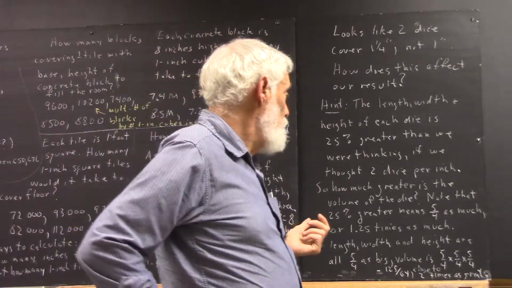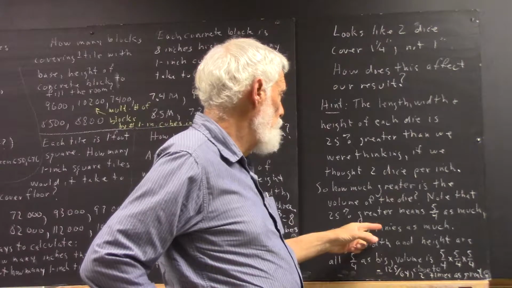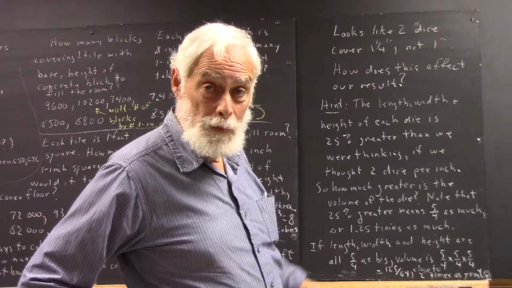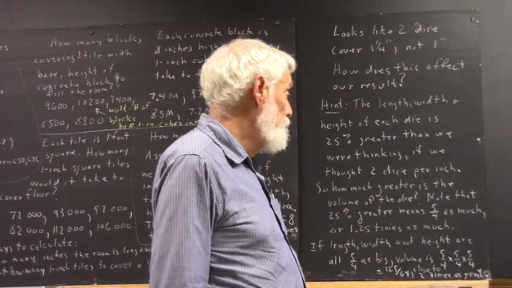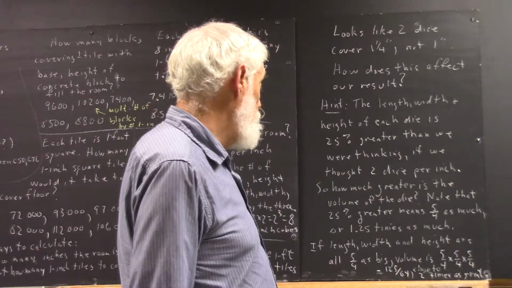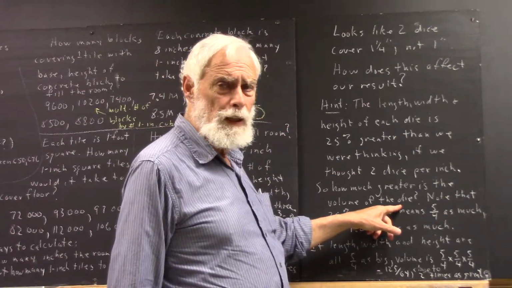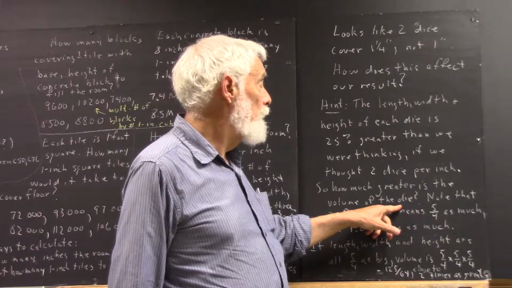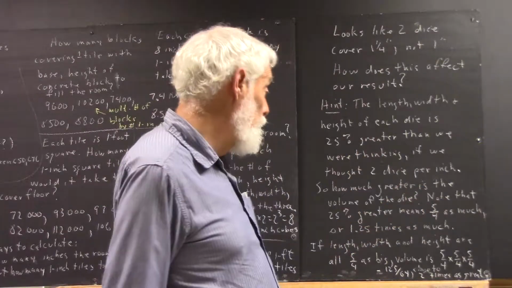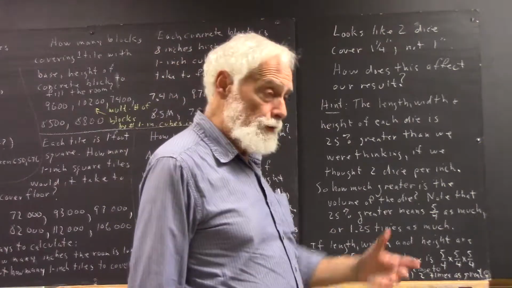Okay. So the length, width, and height of each die is 25% greater than we were thinking if we had thought that there were two dice per inch. And that was a fairly common assumption. It's not a bad assumption. It's a good ballpark assumption to base a refined estimate on. So the question now is, how much greater is the volume of the die? If each die is 25% longer, 25% wider, 25% higher, then how does its volume compare? Well, you might say, well, it's 25% more.